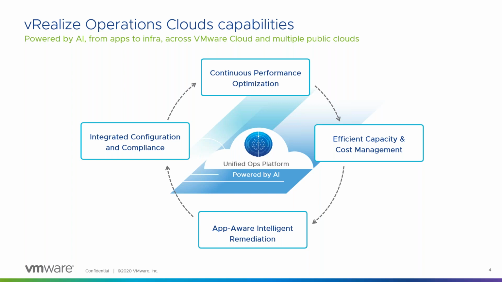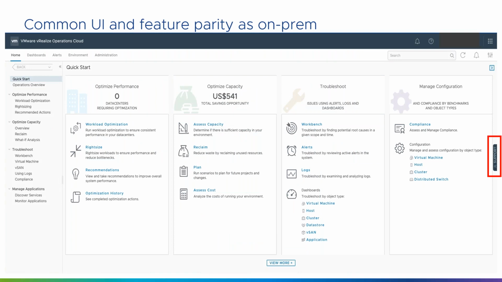And then with the integrated configuration and compliance, this is going to measure your VMware Cloud Foundation and your VMware Cloud on AWS compliance stature, and that's based on the regulatory and IT standards. So the same capabilities as on-prem. You get the same common user interface. What I'm showing right now is the quick start page. So common user interface is on-prem. You have feature parity with on-prem. You have the same features. You get the same features as what is in the 8.1 release. And you get the same features as the Enterprise Edition.